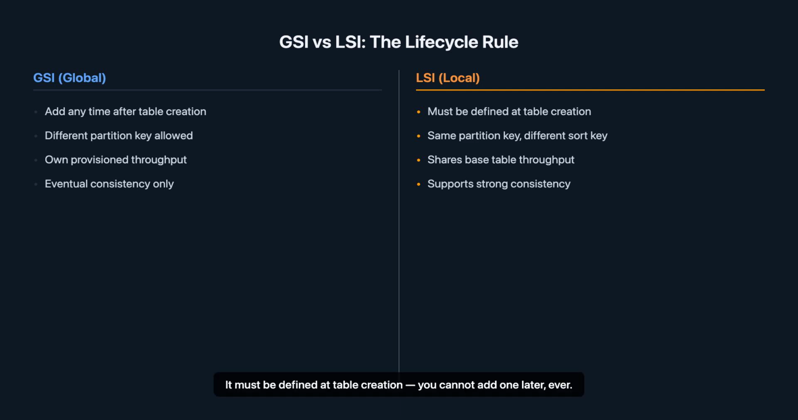It must be defined at table creation. You cannot add one later, ever. It shares the base table's partition key but uses a different sort key. It shares the base table's throughput, and crucially, it supports strongly consistent reads.